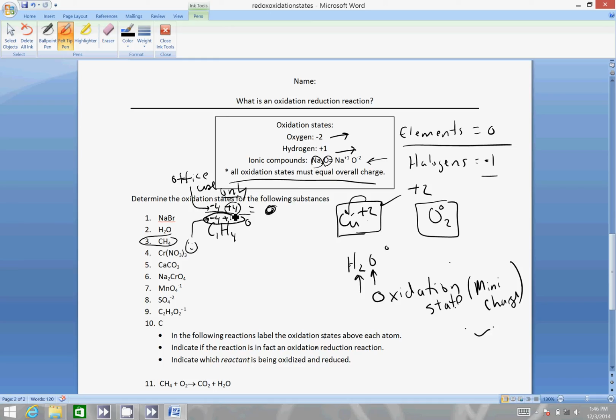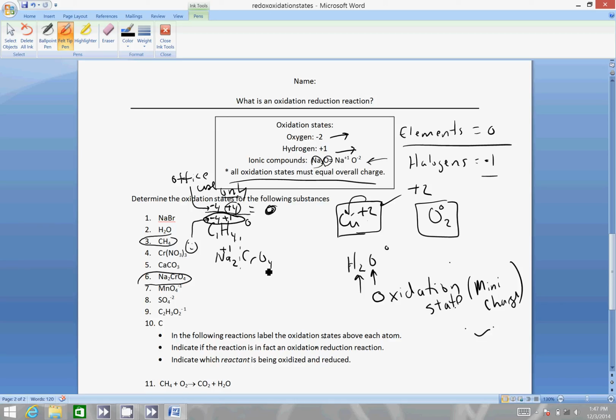Another one here might be, okay, let's go with Na2CrO4. Now, in this case, I have Na2CrO4. This is an ionic compound right here, okay, where this is a cation +1. And this is the anion, which is going to be chromate. The whole thing is going to have a charge of -2.